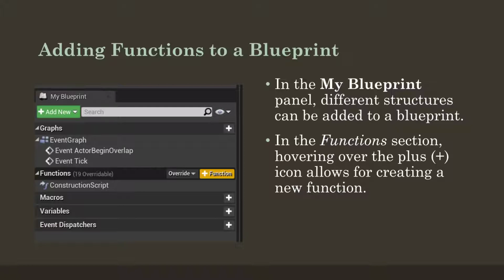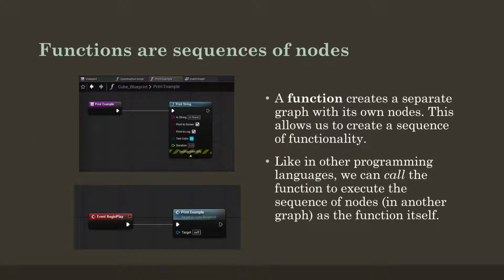But what are functions? Functions are a separate graph. They are a sequence of functionality. Similar to other programming languages where we might create methods or functions to do different tasks or perform different small actions, we can create separate graphs, functions, within Blueprints and Unreal.